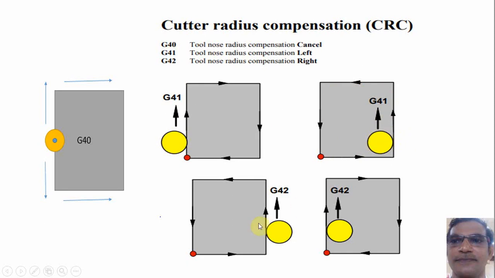Here the cutter position is right side. If it is moving in the anti-clockwise direction outside, G42 is to be given. The same cutter moving inside of the profile, but in a clockwise direction, here also we can give G42. That depends upon the cutter position, whether it is rotating clockwise or anti-clockwise. We can give G41 or G42.